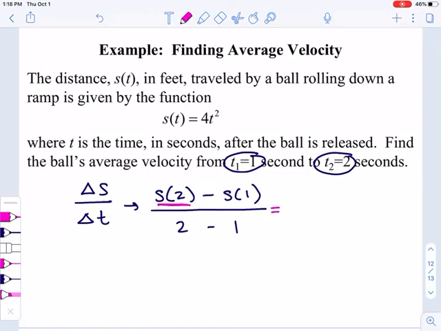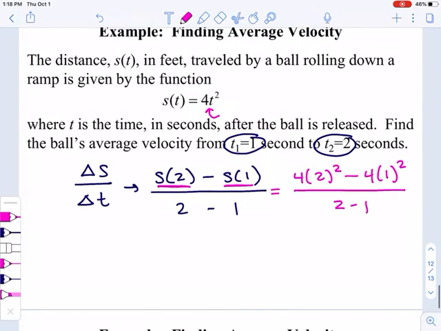So now if we were to start by taking our s of 2, that means we're going to go up to our equation and plug in a 2 for t. So I'm taking 4 times 2 to the second power. I'm going to take away s evaluated at 1. So now I plug in 1 for t, 4 times 1 squared. And I'm going to divide that by, we still have that 2 minus 1 on the bottom.